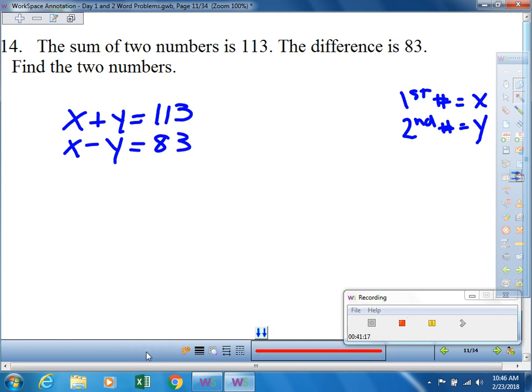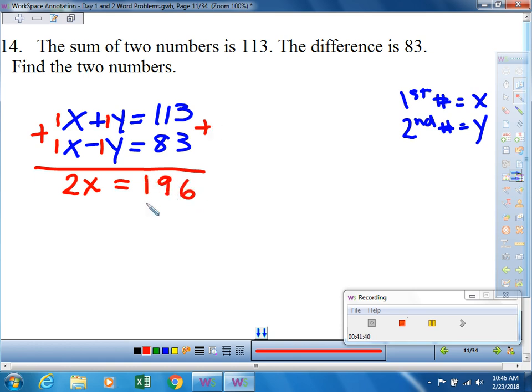So the only thing you need to remember is there's a 1 in front of all of these. I can add down because these are opposite signs, same coefficient. What's 1x plus 1x? The y goes away. Remember, you are adding these. So this would be 196.